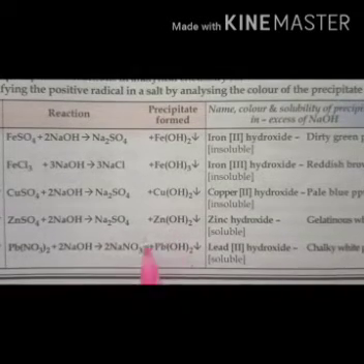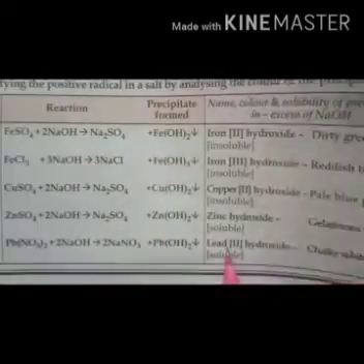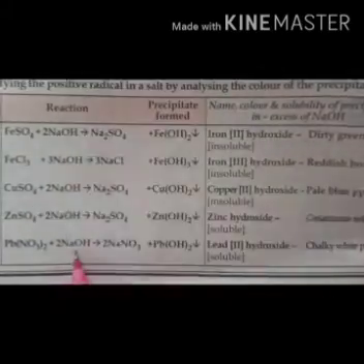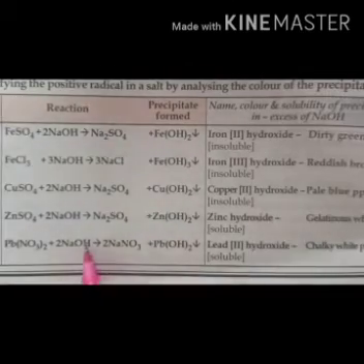Sodium zincate. Now next is your lead nitrate. When it reacts with sodium hydroxide, it gives you sodium nitrate and lead hydroxide, and you get what? A chalky white precipitate of lead hydroxide, which is also soluble in excess of what? Sodium hydroxide, right? And it forms sodium plumbite.